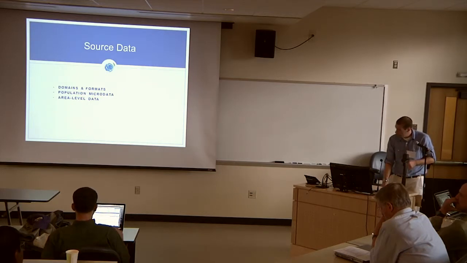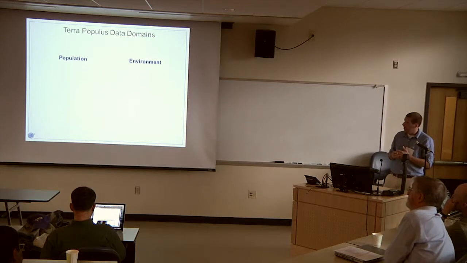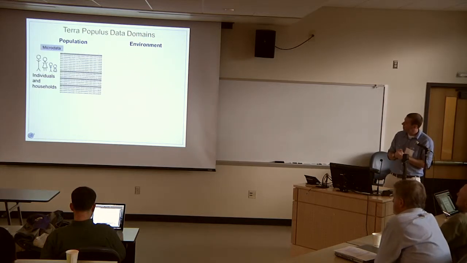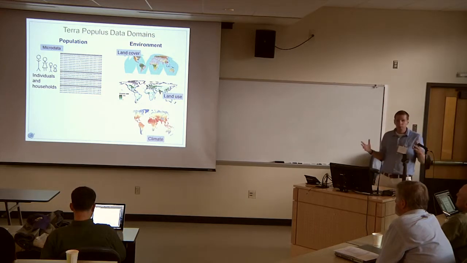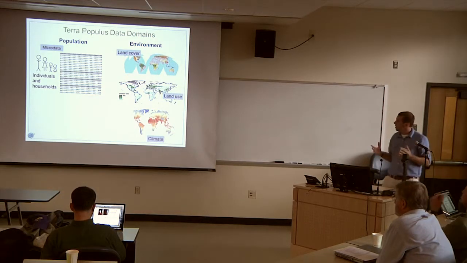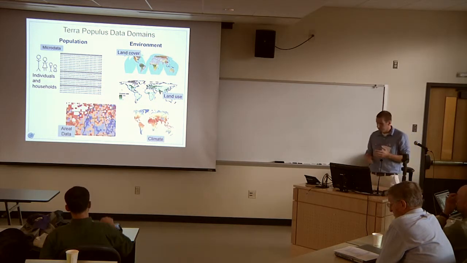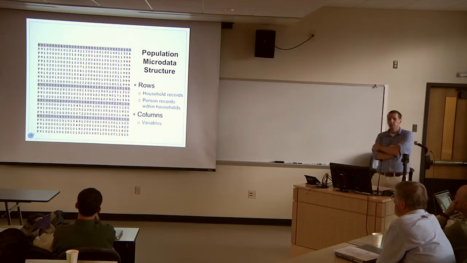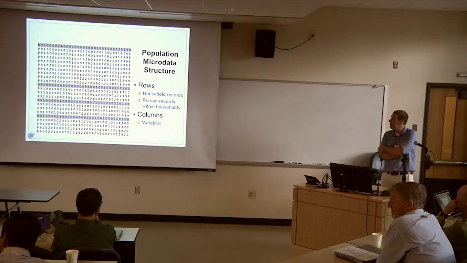But what do we actually have? So our data domains are as follows. Population and environment, focused on population microdata, a plethora of different environmental data sets, land use, land cover, climate, as well as area level data. So how many of you have ever used population microdata? Suzanne, I figured she might be the only one here, and so a few people.